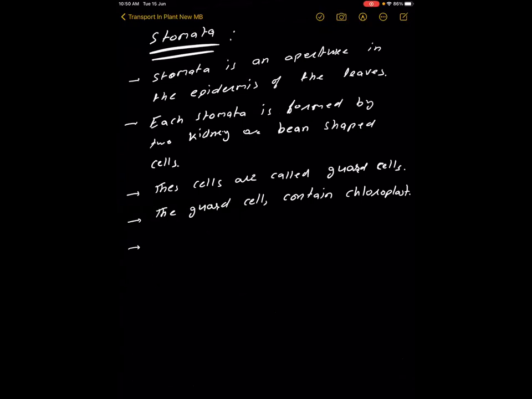So stomata, it is just an opening, an aperture, a stoma or mouth-like structure. One opening formed by two cells. These two cells are called guard cells. These are actually modifications of epidermal cells. Epidermal cells are modified into guard cells. These are kidney shaped or bean shaped cells, and they form an aperture, that is the opening of stomata. They have chloroplast. Fine.